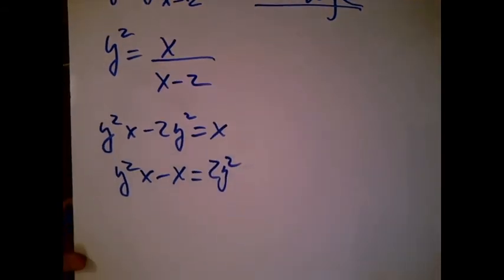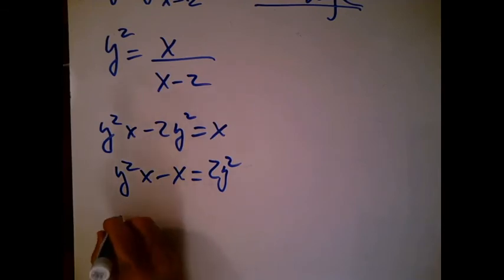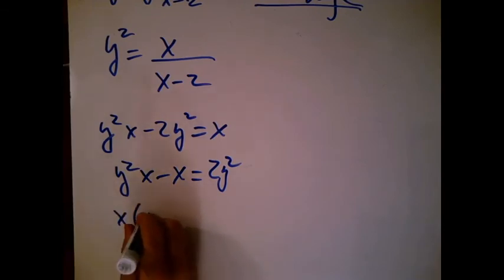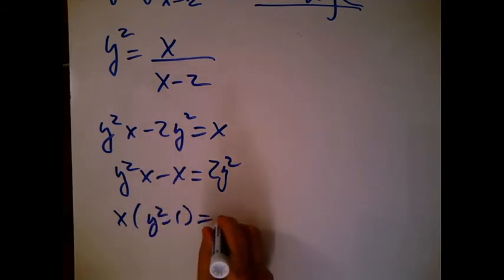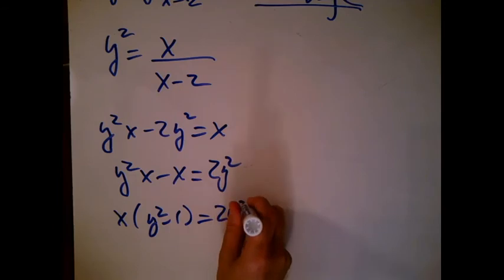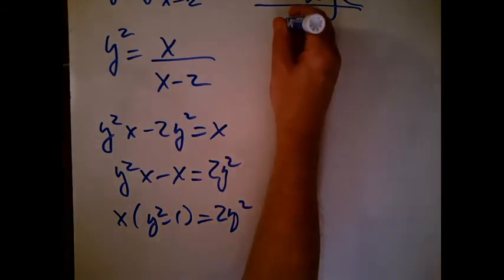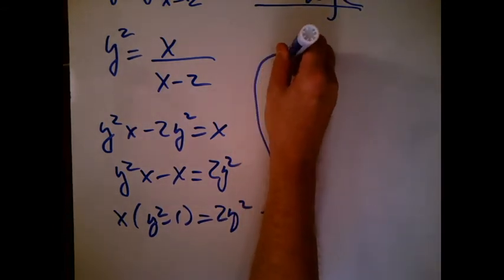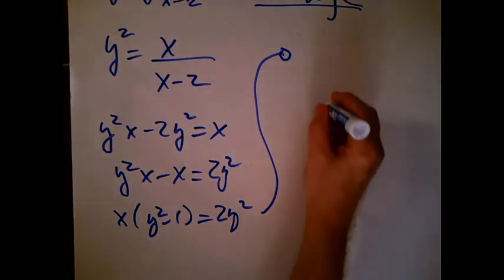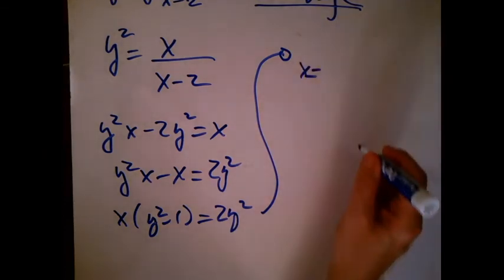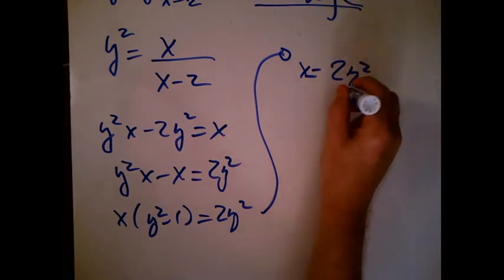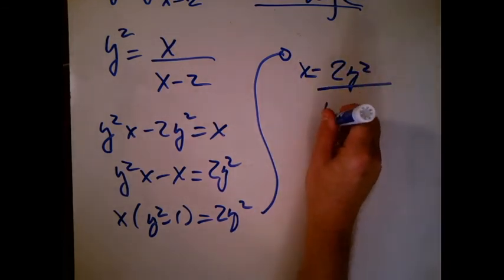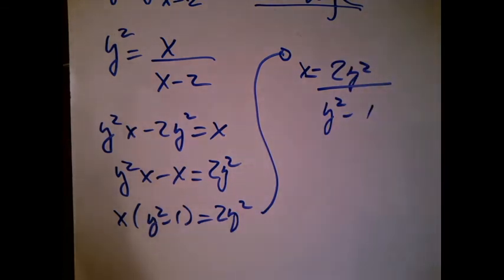Let me move this up a little so we can finish this. I'm now going to pull out the x. So I get x times y squared minus 1 equals 2y squared. And then we'll finish it up here. I'm going to get x equals 2y squared over y squared minus 1.